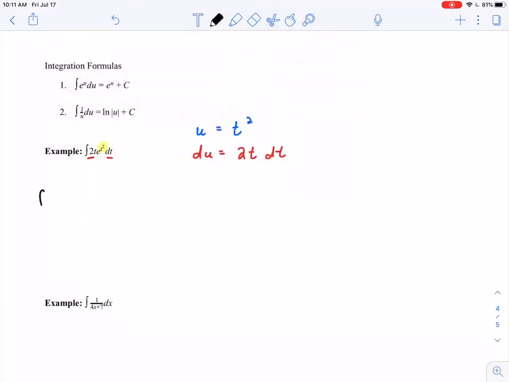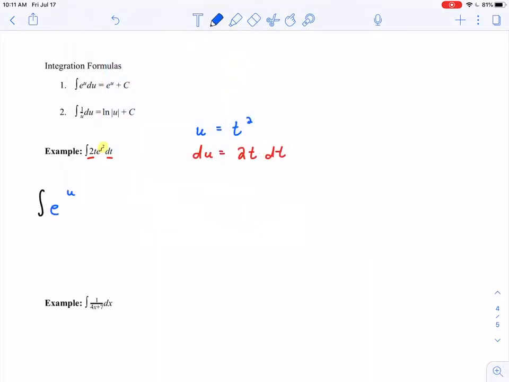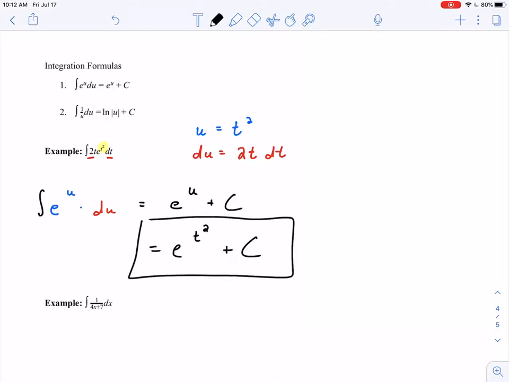So when I want to integrate this function, I will have e to the u power times du. Well, this works out awfully nicely. E to the u times du, that's just this guy right here. So when I integrate that, I'll have e to the u plus c. And then I just need to take out my u, replace it with t squared. So this is e to the t squared plus c. Here is my antiderivative.